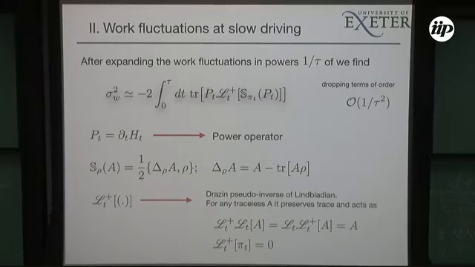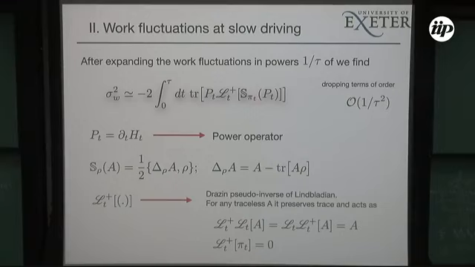So what we did was we looked at the fluctuations in work. This is the variance in work. And we simply expanded it in powers of 1 over tau. We drop the second-order terms, and we get this expression here. So the different parts of this: the P here is the power operator. This is just the rate of change of the system Hamiltonian.